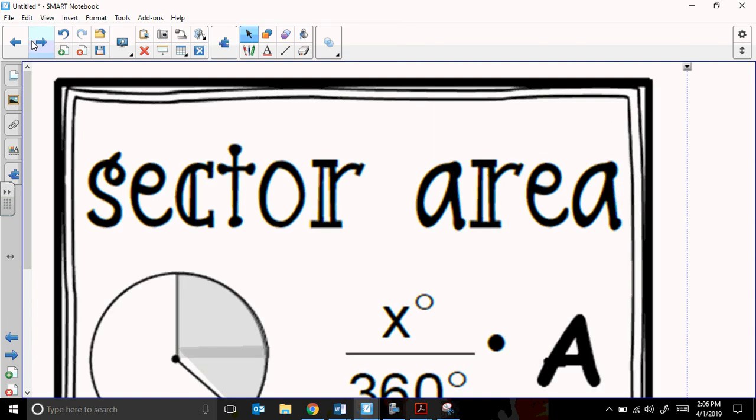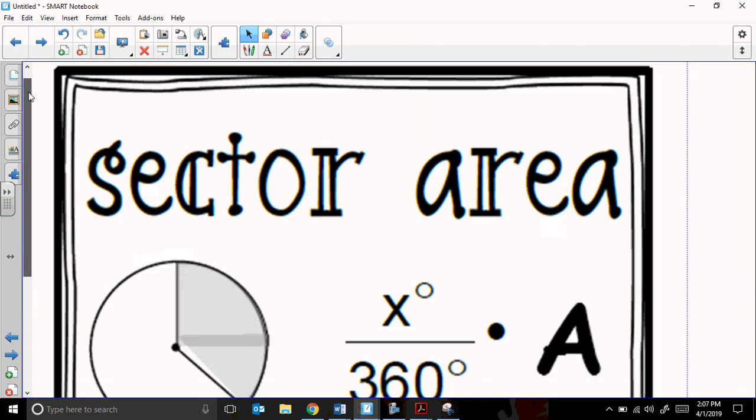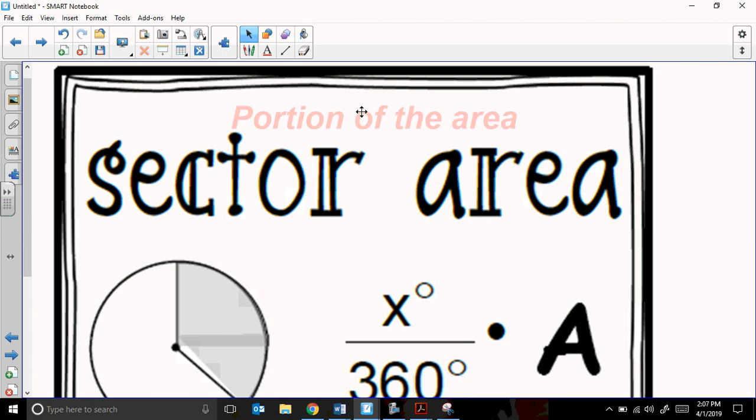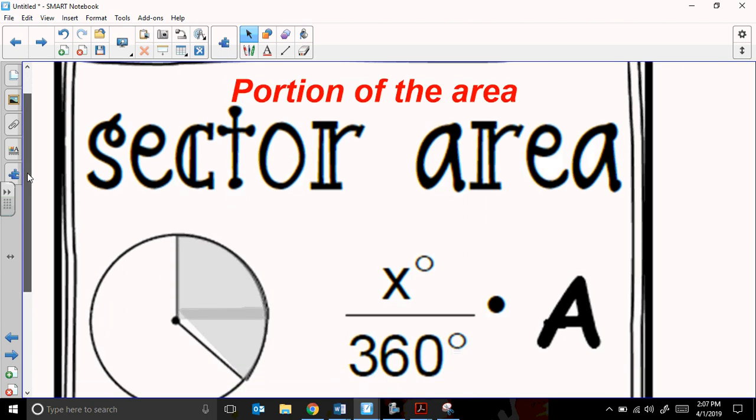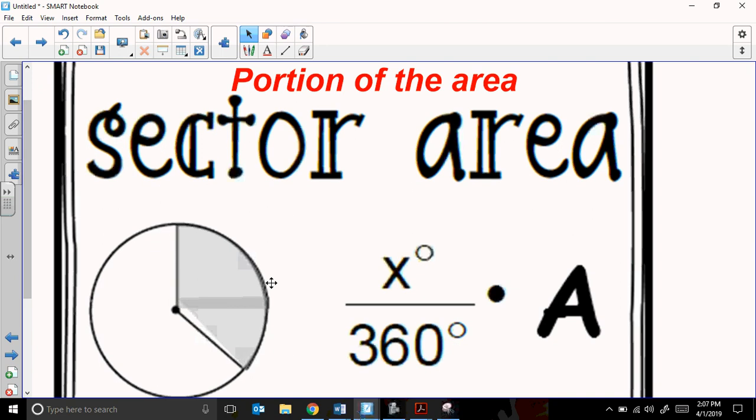And now let's talk about sector area. Sector area is a portion of the area. And the formula is very similar to that of arc length, except we do the arc measure, again, divided by 360, times now the area of the entire circle. And remember, to get the area of the entire circle, that is from your formula sheet, pi r squared.